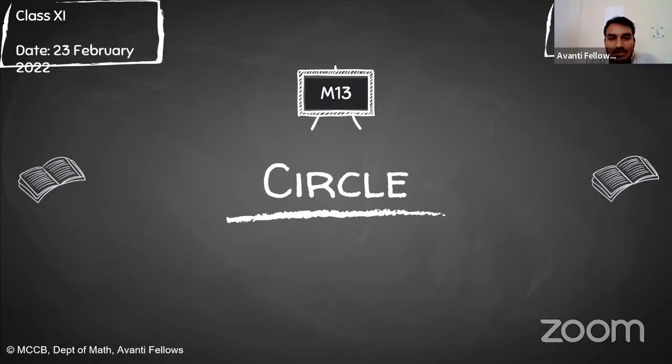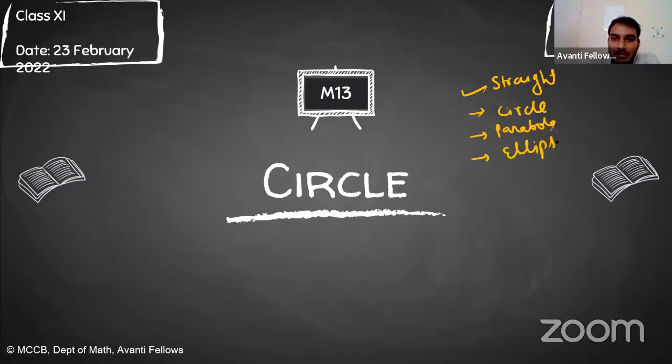It is the second topic in coordinate geometry. First we studied straight line, then now we are studying circle, and after that we will start our discussion on parabola, ellipse, hyperbola. So like this we are going to follow our discussion on coordinate geometry. Straight line is done. Now we are focusing on circle.